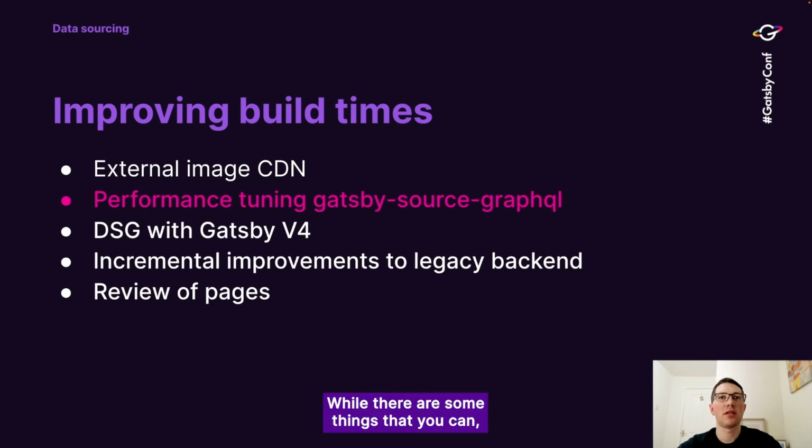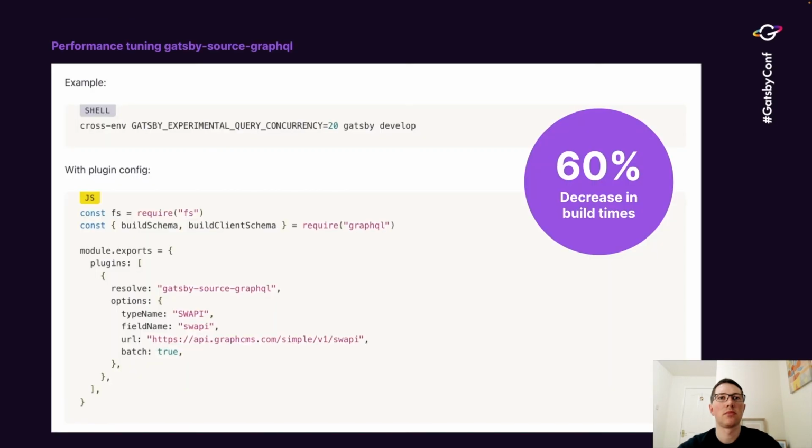While there are some things that you can't do with gatsby-source-graphql, there are some opportunities to increase performance and reduce build times. In the docs for gatsby-source-graphql, there's some information about performance tuning with batching, and this ended up proving very useful for us. An environment variable exists to increase the number of parallel queries, and plugin options exist to fine-tune batching.